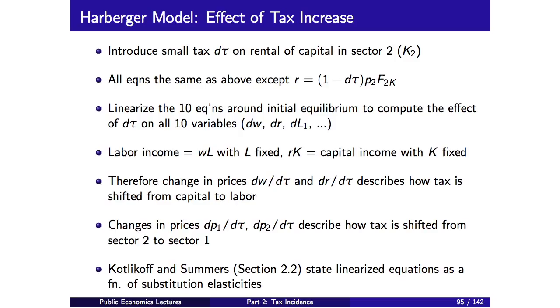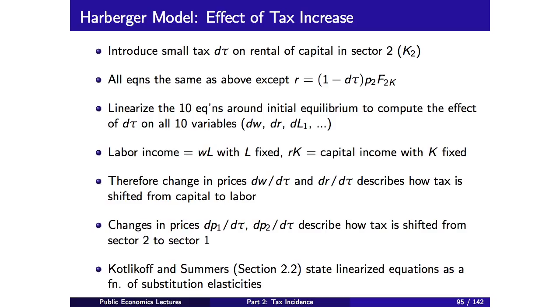So once you introduce this tax of dτ, all the equations are going to be exactly the same as on the last slide, except that in sector 2, the rate of return to capital is going to be 1 minus dτ, because you've got to pay the government fraction dτ of what you earn, times the marginal product of capital. Okay? But remember, it's still going to be the case that the post-tax return on capital in sector 2 has to equal the untaxed return on capital in sector 1. That equilibrium condition is still going to have to hold, which is important.